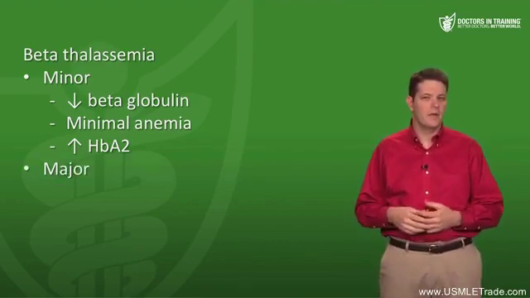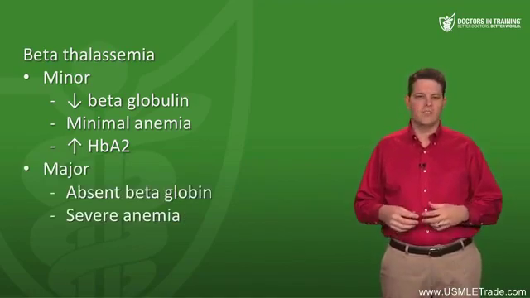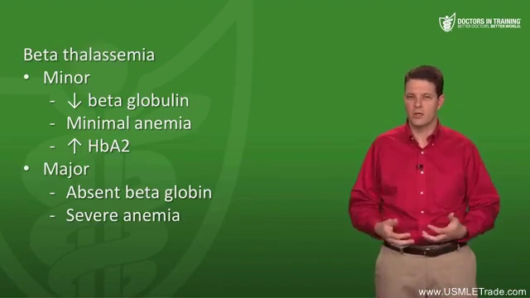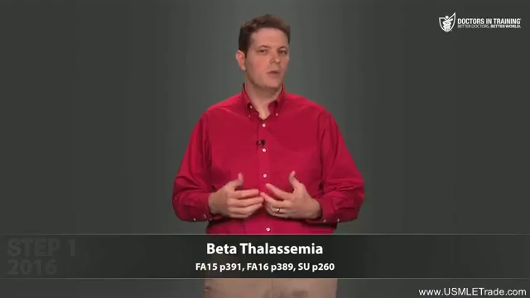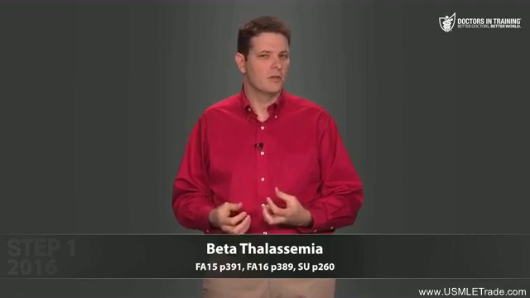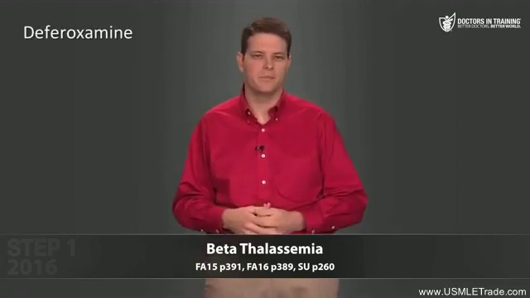And then beta thal major is where you have no beta globins whatsoever. So you have severe anemia requiring blood transfusion, and that can lead to hemochromatosis with repeated transfusions. Now, how would you counteract that hemochromatosis? You're not going to do phlebotomy, right? That's kind of counterproductive to remove the red cells you just put in. So instead, you're going to use an iron chelating drug like deferoxamine.